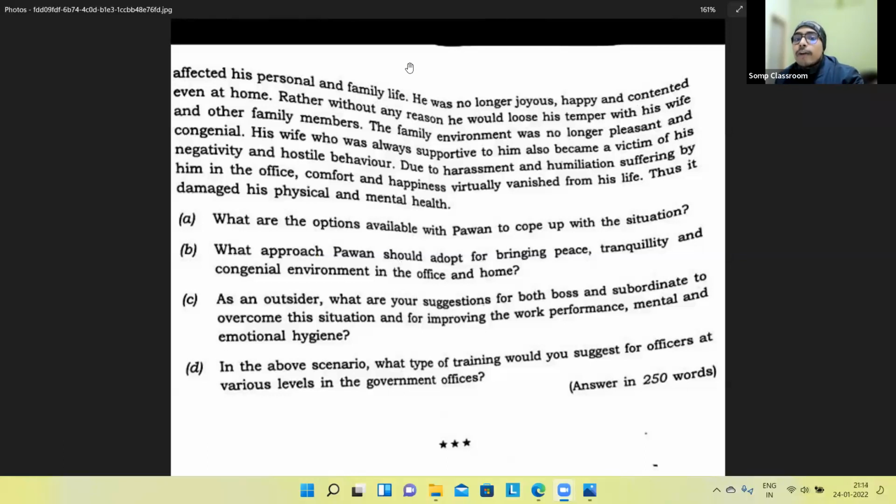In the above scenario, what type of training would you suggest for officers at various levels in the government offices? Now, training. Here you should be aware of recent steps taken by government or any private agencies. Okay. So as I said, mental health is a buzzword. So when you are reading about the same in any newspaper, any magazine, you generally ignore mental health. I know that it is talking about mind health. Like why NGOs are working in this direction? Why corporates are tying up with NGOs?